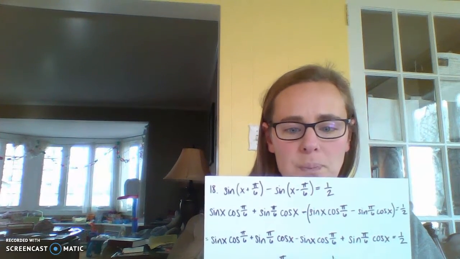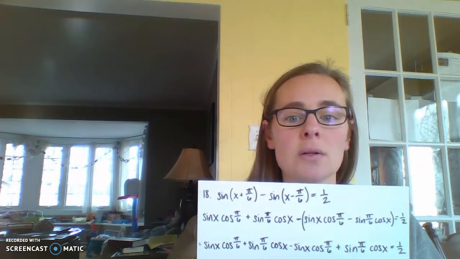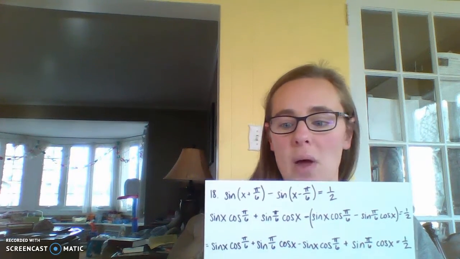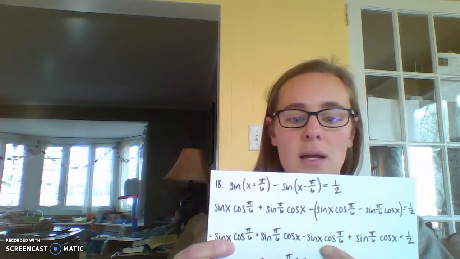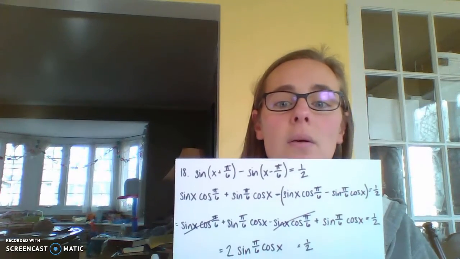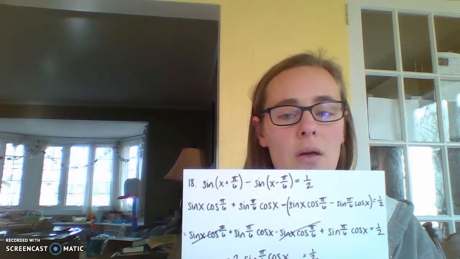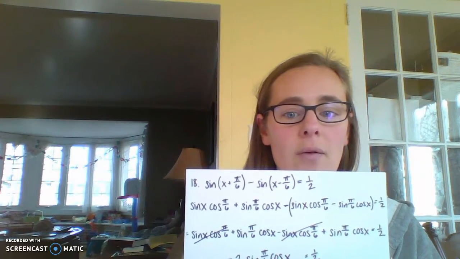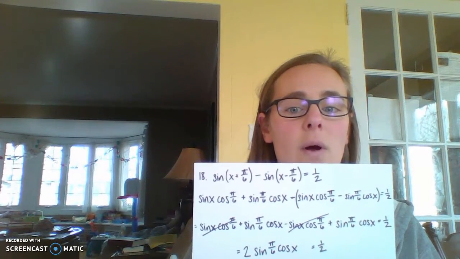At this point, there's something hopefully you should see that would be really nice that we can do. We can say sine of x cosine pi over 6 right here, and oh, there's another sine of x cosine pi over 6 right here. So we are going to cross those out. And we now have sine of pi over 6 cosine x, another sine of pi over 6 cosine x, equal to 1/2. So we can combine those two terms: 2 sine pi over 6 cosine x is equal to 1/2.